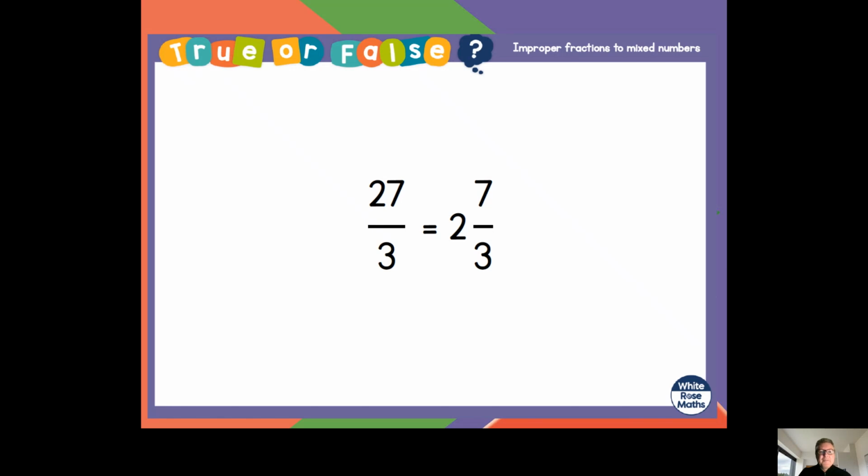How do you think you did? Do you think, from your mathematical knowledge so far, that 27 thirds is equivalent to 2 7/3? If it isn't, what is it equivalent to? You haven't written that. Do that now before moving on.